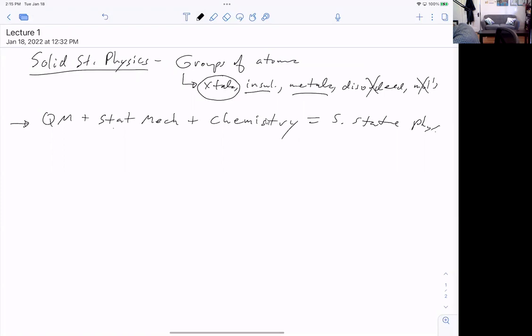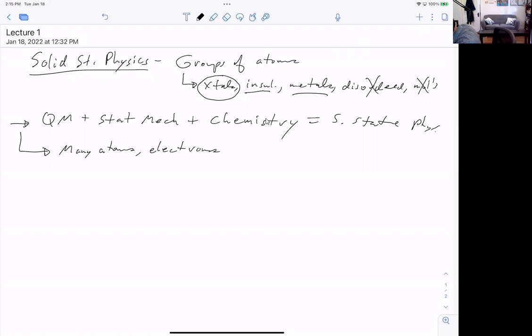But it's tricky because what we really are doing is looking at all of this behavior for many particles, many atoms, many electrons. When you have a system of many atoms, many electrons, and you start to consider the quantum mechanics plus the statistical mechanics and the chemistry of it all, that is solid state physics. And it's a big topic. It's a huge topic.